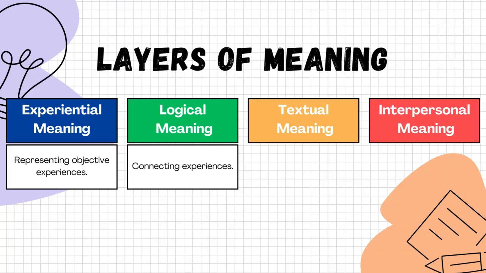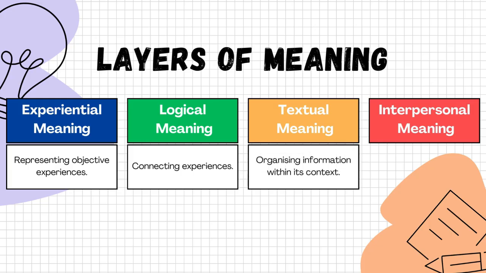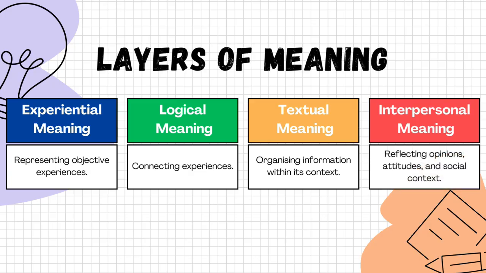Textual meaning relates to the cohesive and coherent organization of information and how this information relates to a broader context within and beyond the text. Interpersonal meaning primarily deals with how subjectivity and social context is reflected in language choices.